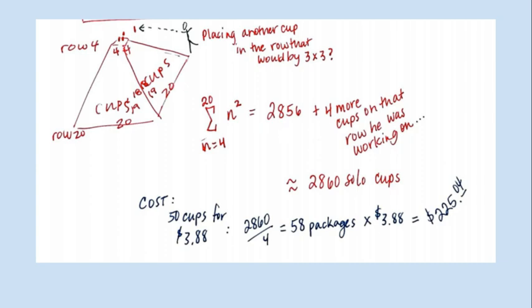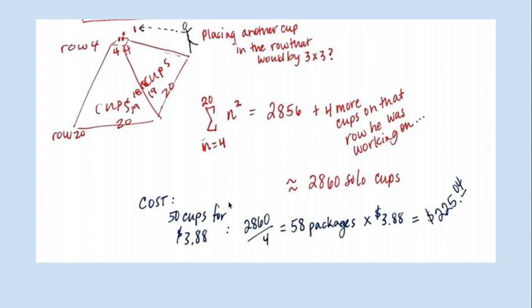And if you don't have a calculator that's got that math zero menu or feature, then you can just Google a summation calculator and it will pop up right in the Google box. So anyway, I figured out the sum of the squares from 4 to 20. That was 2856. And then it looked like he was working on placing a fourth cup on that next 3 by 3 row. So, by my estimation, he's got about 2,860 solo cups there.